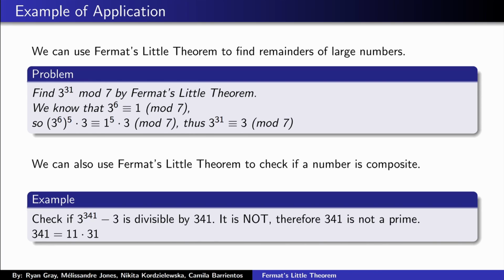We can also use Fermat's little theorem to check if a number is composite. To check if 341 is composite, we can raise 3 to the power of 341 minus 3 and check if it's divisible by 341. We know it's not divisible, thus it's not a prime number, and we can check that 341 is 11 times 31. It doesn't work the other way. If the theorem works, it doesn't mean that the number is prime.